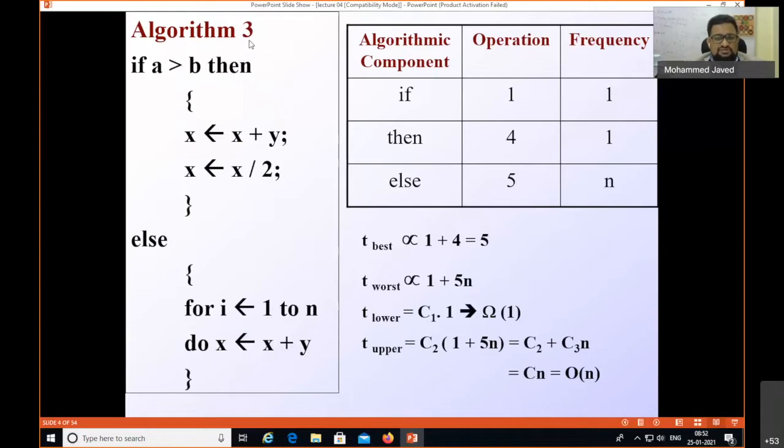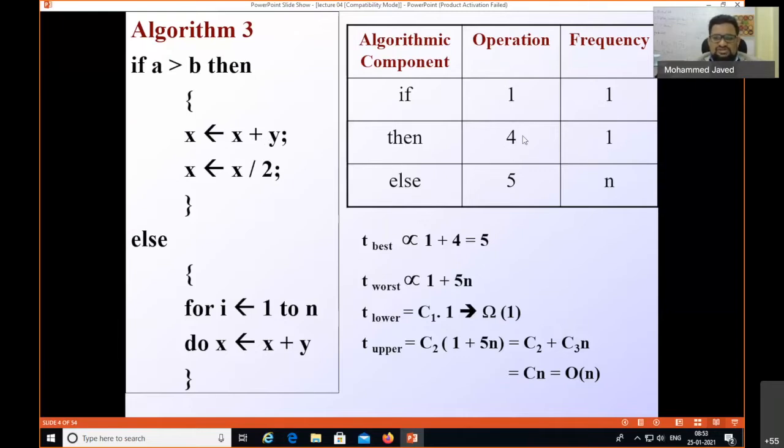Now let us take algorithm number 3, a little bit advanced. If A is greater than B, then x equal to x plus y, x equal to x divided by 2. So if A is greater than B, this set of operations will take place, else these operations will take place: for i equal to 1 to n, do x equal to x plus y. Now let us try to calculate the number of operations. If the if condition is executed, then the number of operations is 1 and frequency is 1. If this condition is true, then the statements after then will be executed, and the number of operations here is 4, 2 plus 2, and the frequency is 1.